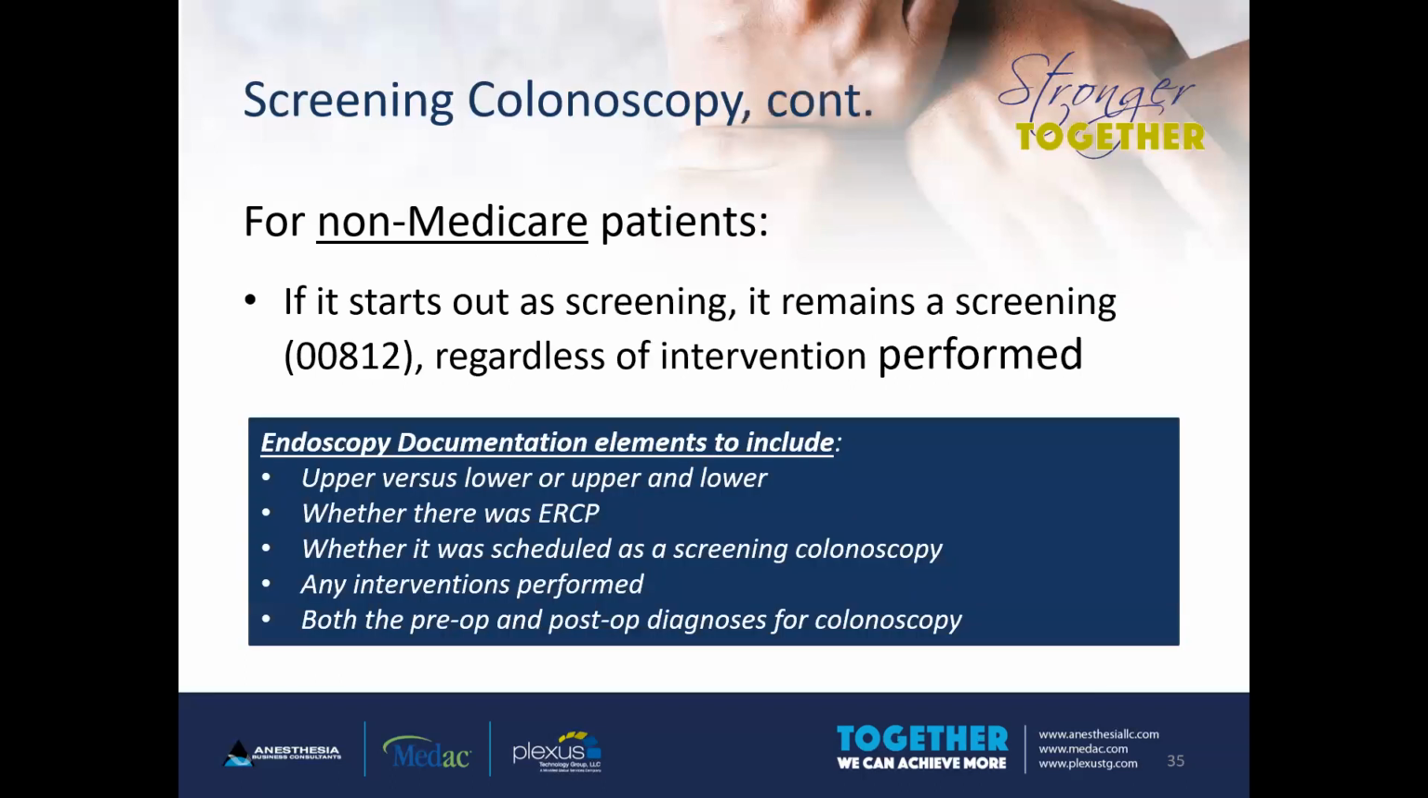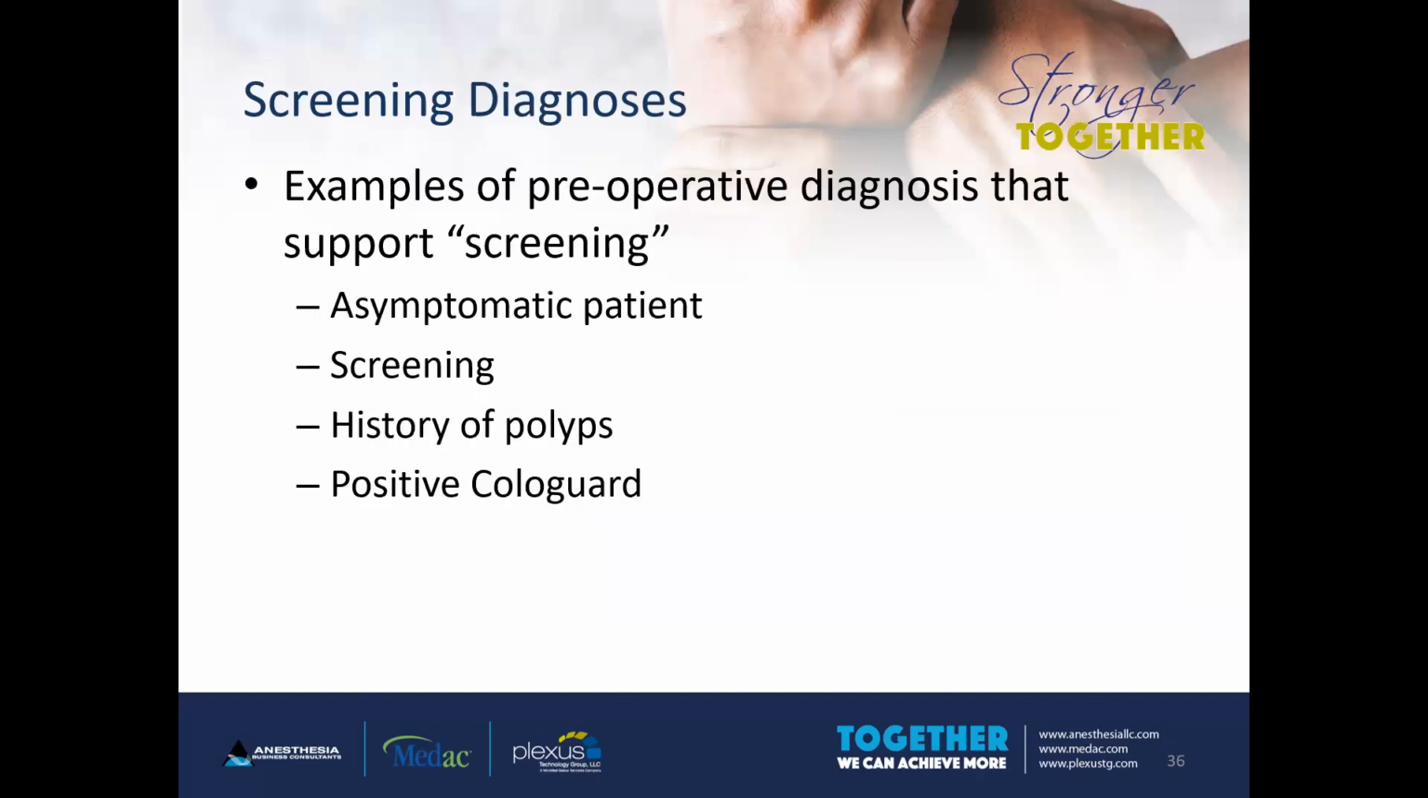If it's a biopsy or a polypectomy or any other intervention, that's the key thing you want to document in a screening colonoscopy. So to sum it all up, in your documentation of endoscopy, let us know whether it was upper or lower or both, whether or not ERCP was mentioned, whether or not it was scheduled as a screening colonoscopy, and any interventions performed. And unlike all other types of anesthesia cases where we're looking for the post-op diagnosis, here for colonoscopies, we're also needing the pre-op diagnosis. And by the way, these are acceptable descriptions for pre-op diagnoses that support screening colonoscopies. Those are the descriptors you see there.